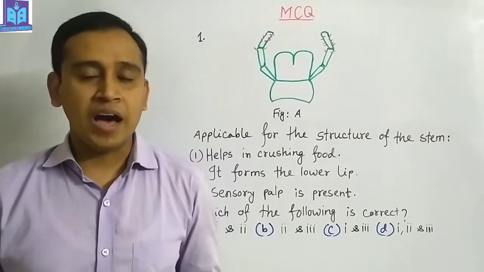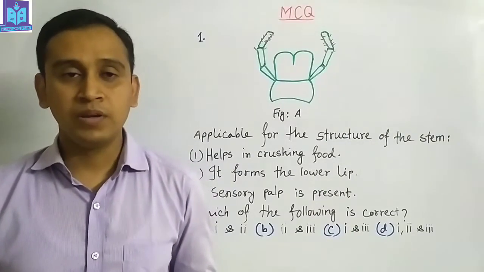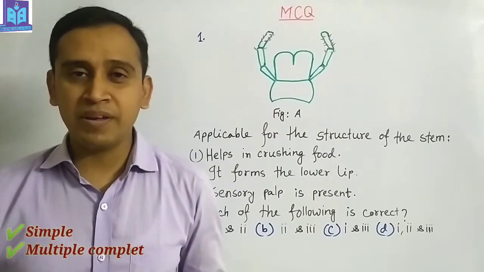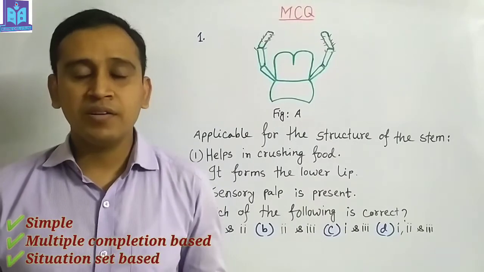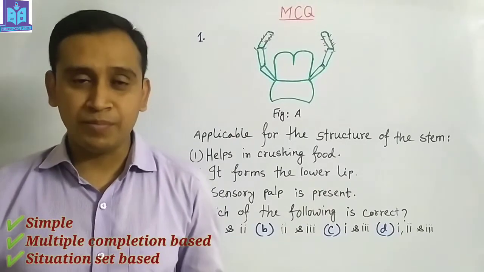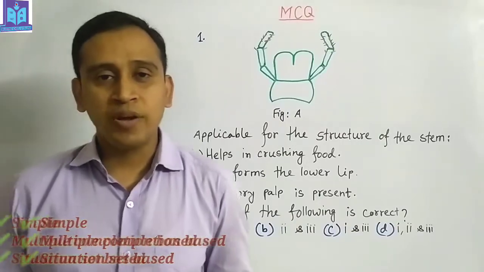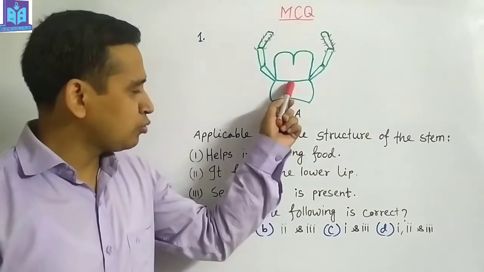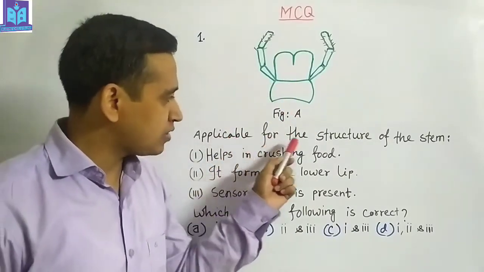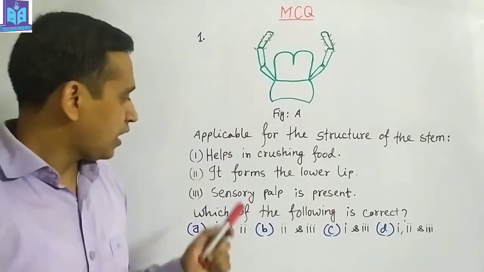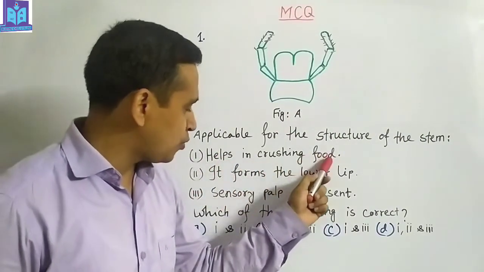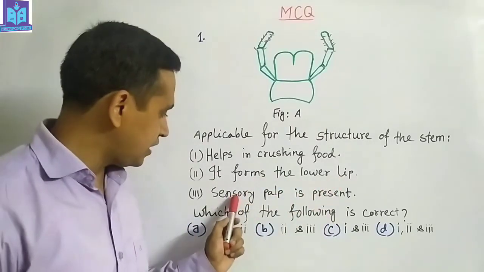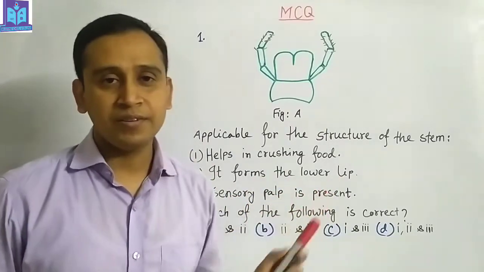Multiple choice questions are divided into three categories. Number 1, simple. Number 2, multiple completion based. And number 3, situation set based. All types of MCQ we will discuss. So here is the first MCQ. Look at the diagram. According to the diagram, the question is applicable for the structure of the stem. Number 1, helps in crushing food. Number 2, it forms the lower leaf. And number 3, sensory pulp is present.